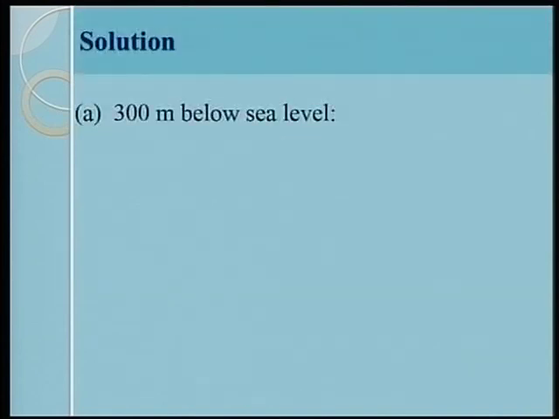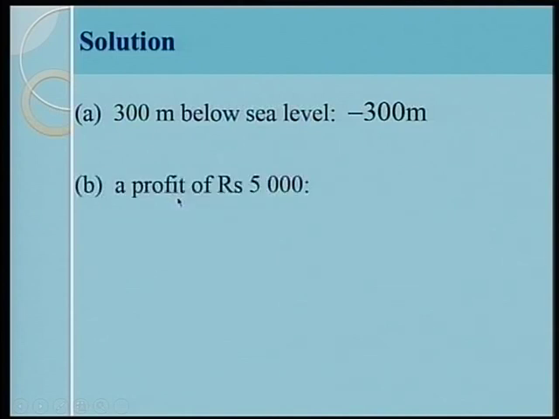300 meters below sea level. Students, below sea level means below zero, and below zero means negative. Therefore, the answer will be -300 meters. A profit of 5,000 rupees. Profits are normally indicated by positive, so the answer is positive 5,000 rupees.